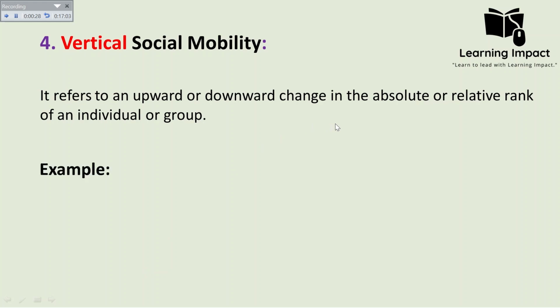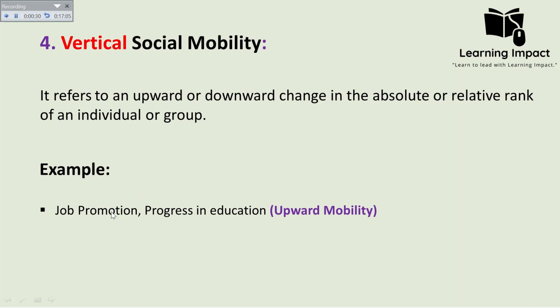The example could be a job promotion or progress in education, to be called upward social mobility, as it will provide more opportunity to get lucrative jobs and to have a higher income. On the other hand, if there is a loss of wealth or property, then it will be called downward social mobility. But in both cases, it is vertical social mobility, because the social stratum has changed from one to another, and these two strata are not equal in status, position, power or prestige. That's why it is called vertical.